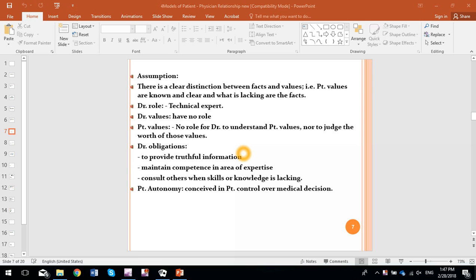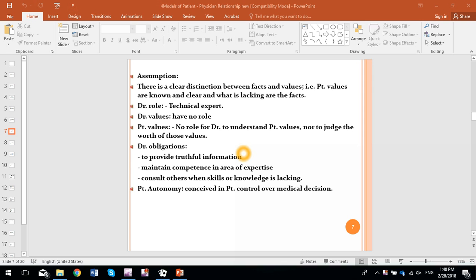The assumption here is that there is a clear distinction between facts and values. Facts are here and values are here, and they are totally separated from each other. Patient values are known and clear, and what is lacking are the facts. This is what the model assumes, that the patient has values and he needs to pursue these values. All that is lacking is the facts about it.